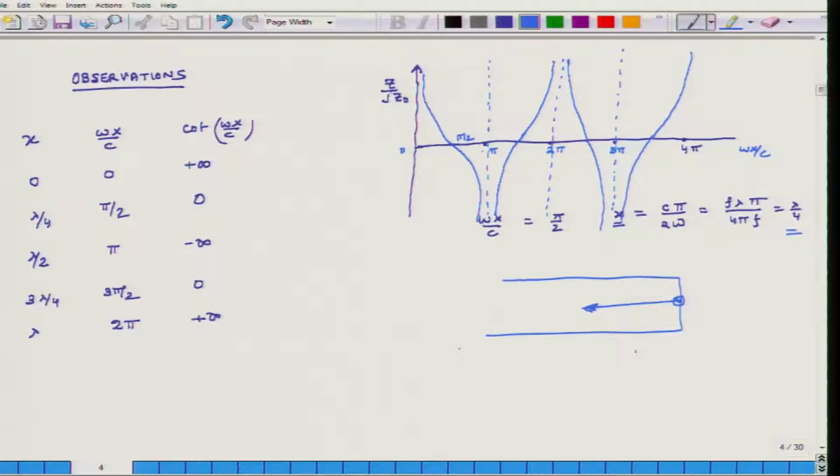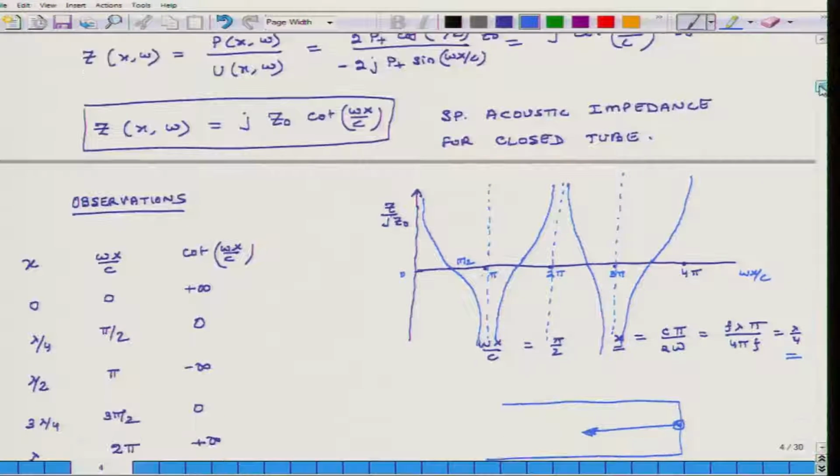So, this is how impedance behaves for a closed tube, and what we will do in our next class is develop a similar expression for an open tube.